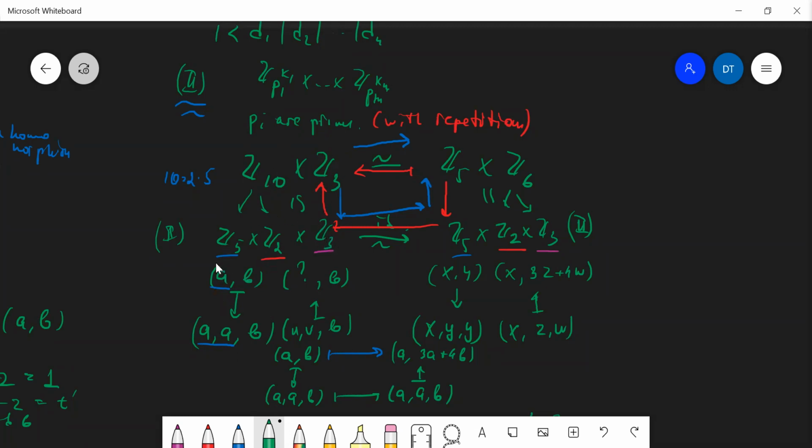And the left-hand side of this isomorphism, which is this part, is taken from the Chinese remainder theorem because I applied the Chinese remainder theorem to this part. Is it better now? Yep.